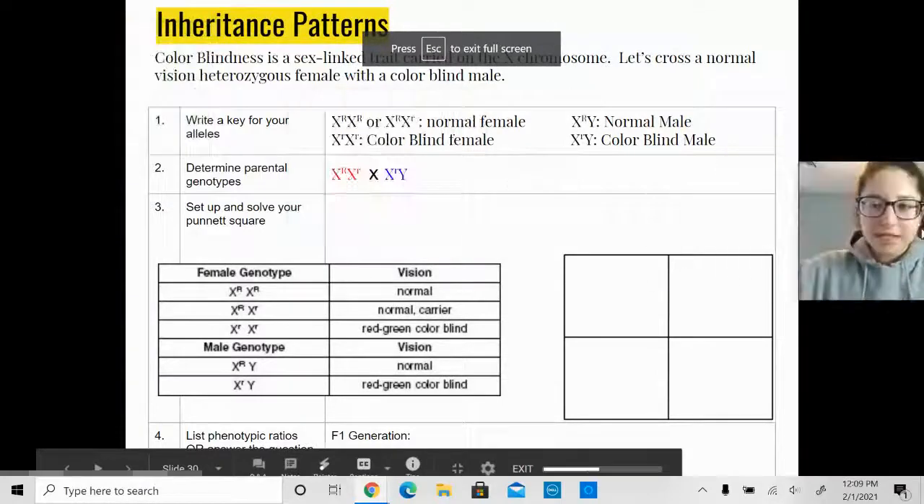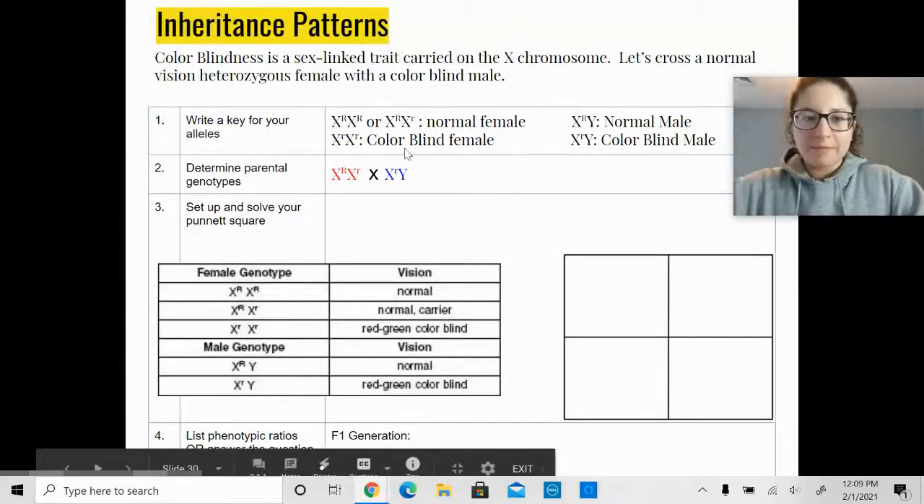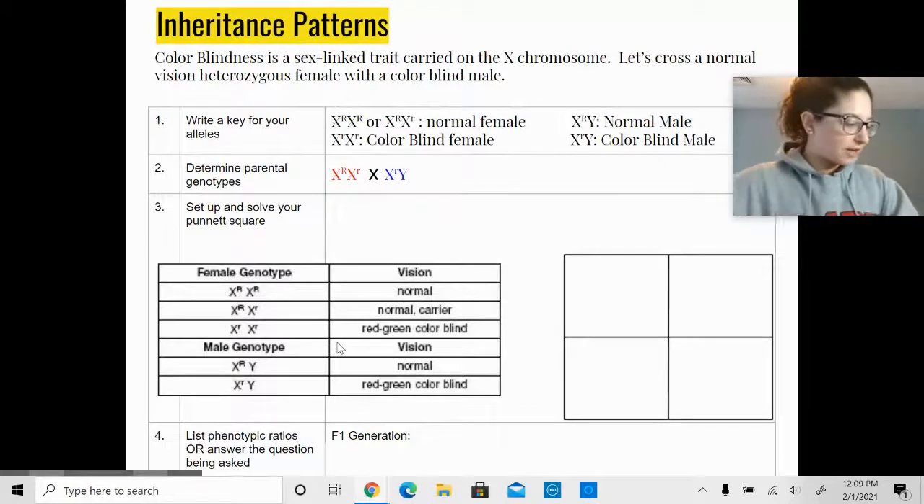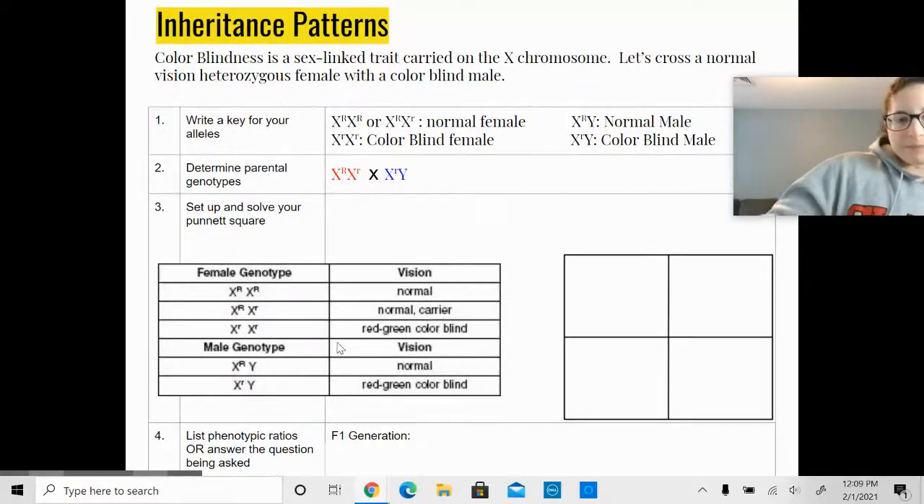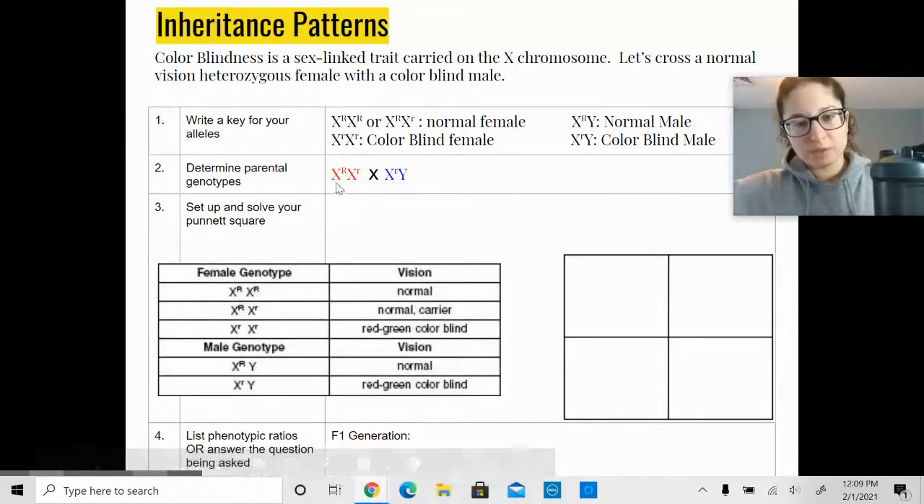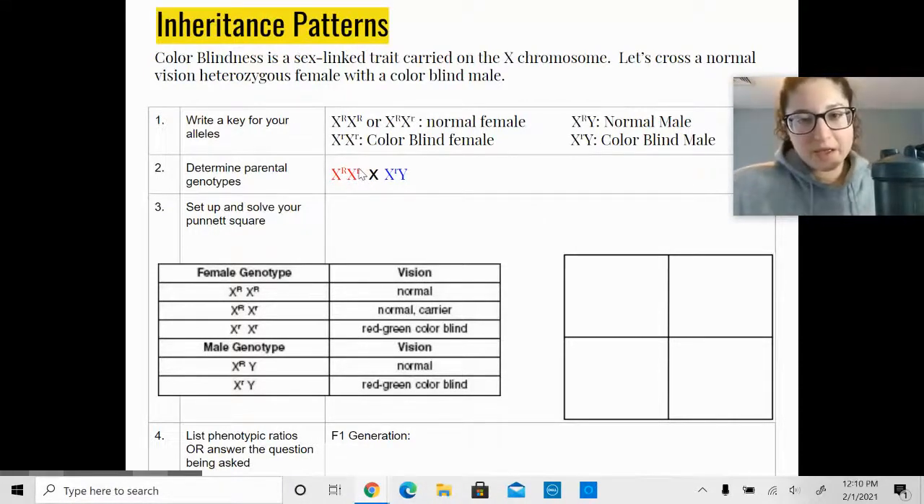All right, so let's practice this in a Punnett square. We are going to cross a normal vision heterozygous female with a colorblind male. So I still have our little table over here to help us out. But it says a heterozygous normal vision female. So heterozygous is one of each. So we have X big R, X little r for our female. And then we have a colorblind male. So he has to be X little r Y in order to be colorblind.